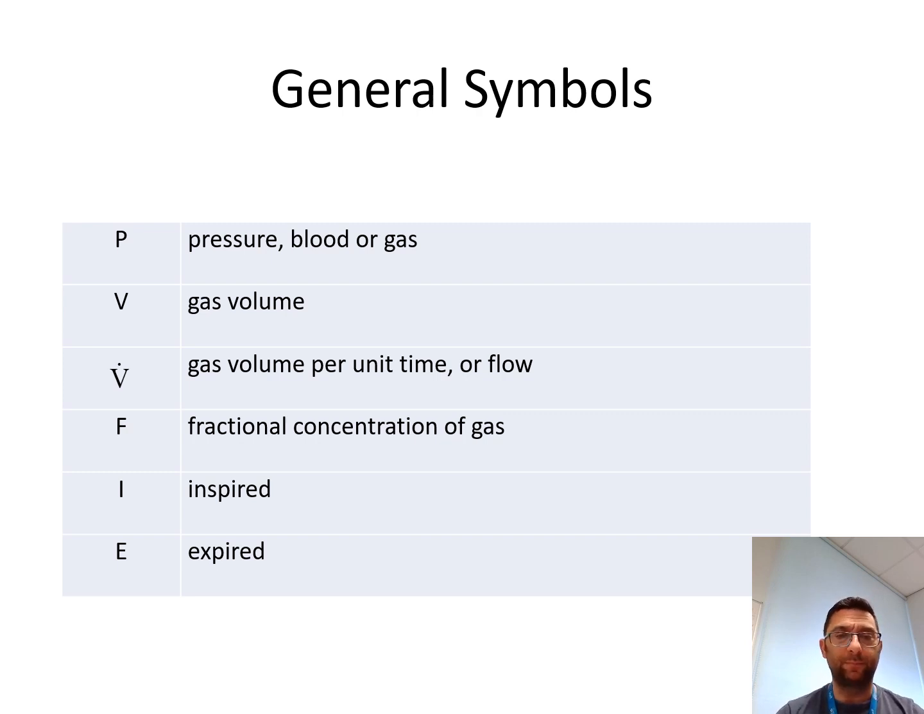F simply means fractional concentration of gases. Capital I and capital E refer to inspired and expired gases. And these different symbols can be combined in various different ways. So for example, if you saw FiO2, that would be referring to fraction of inspired oxygen. If you saw FeCO2, then that's fraction of expired CO2. Okay, so we can use these with other symbols, O2, CO2, etc.